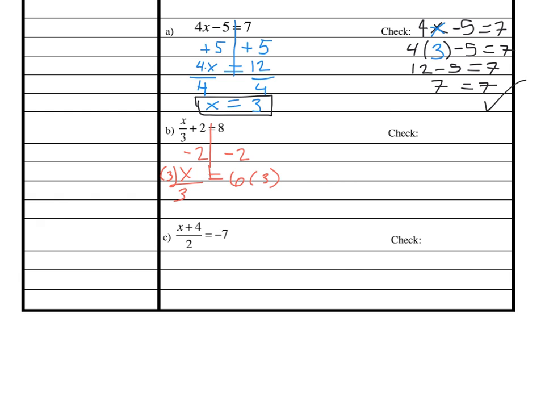To get rid of dividing by 3, I have to multiply by 3 on both sides. So then 3 divided by 3 is what I'm left with over here. 3x divided by 3 is just x, equals 6 times 3 is 18. We need to check our answer.